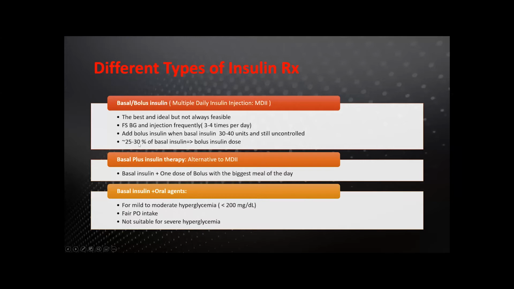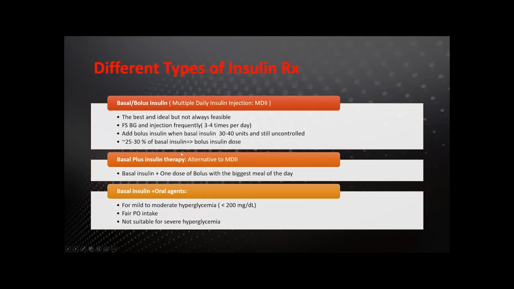So how much bolus do I have to give? The rule of thumb is 25 to 30% of the basal insulin, you can safely give as bolus. In this case, 25% of the full dose is about 10 units, so you can give 10 units. And if it's 30%, you can give somewhere around 12 or 13 units.